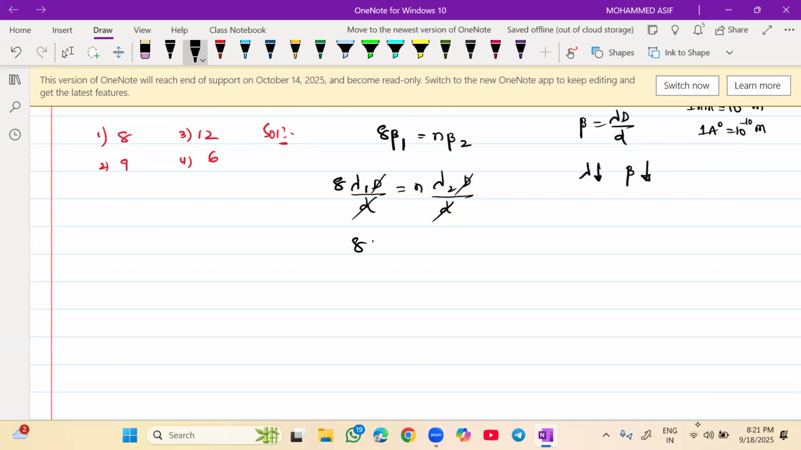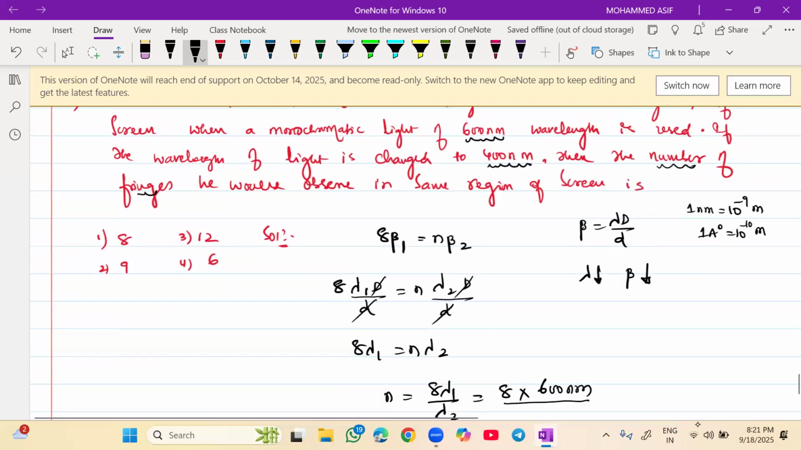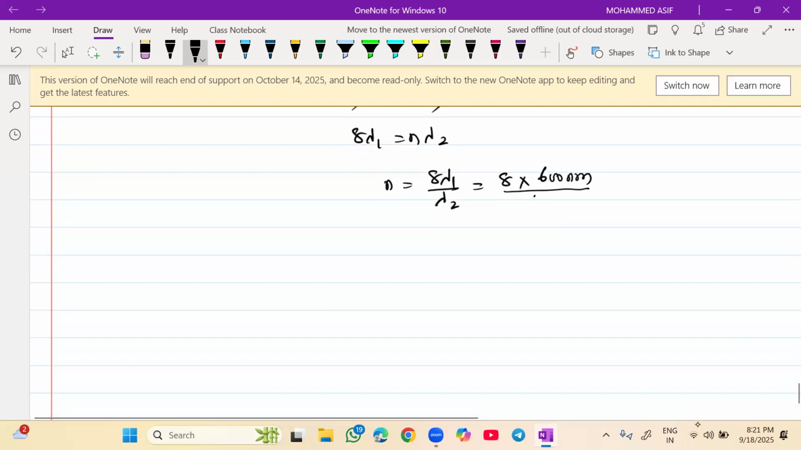So here 8 times lambda 1 is equal to n times lambda 2. n निकालना है अपने को. n is equal to lambda 1 divided by lambda 2. That is equal to 8. Lambda 1 कितना दिया था फर्स्ट वन? 600 नैनोमीटर दिया था, divided by lambda 2. Lambda 2 कितना दे रखा है? 400 nanometer. So this one is your 400 nanometer.